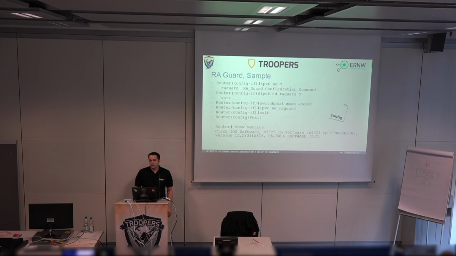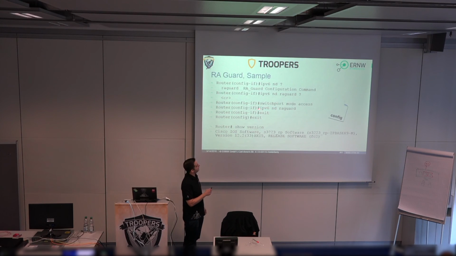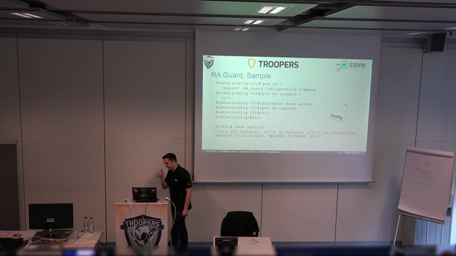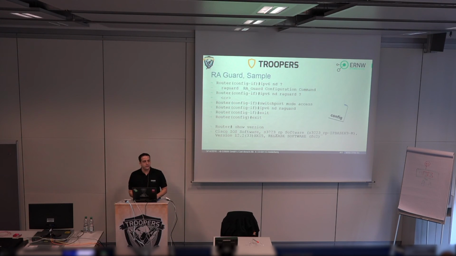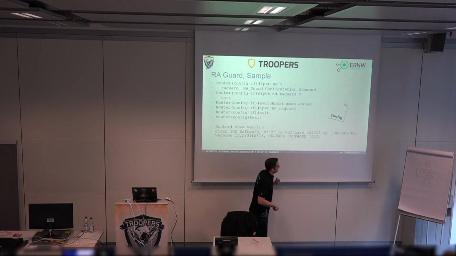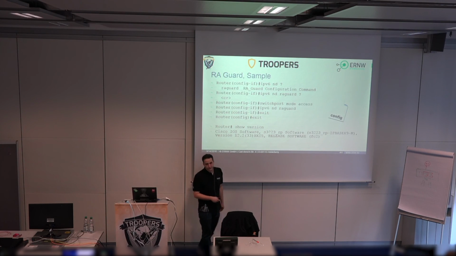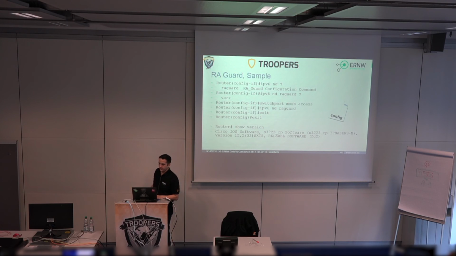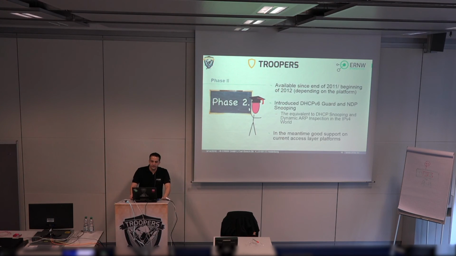Pretty easy to configure as well. It's just one configuration knob here, IPv6 RA guard, and then you're good to go. This is called the light variant. You could also use the sophisticated one, where you can define in a policy which parameters are accepted inside a router advertisement. But from our point of view, this light configuration should be enough for most deployments.